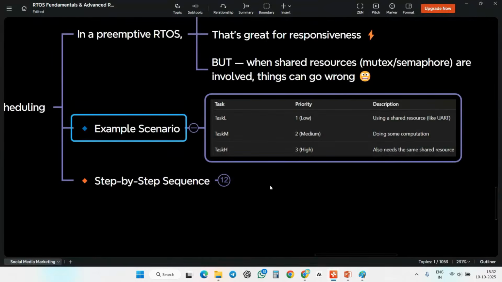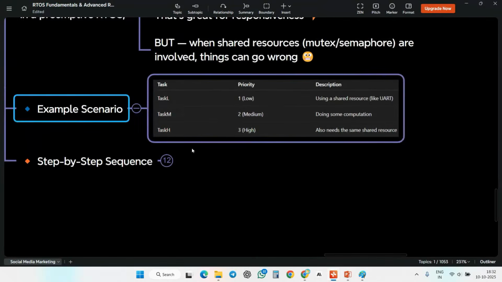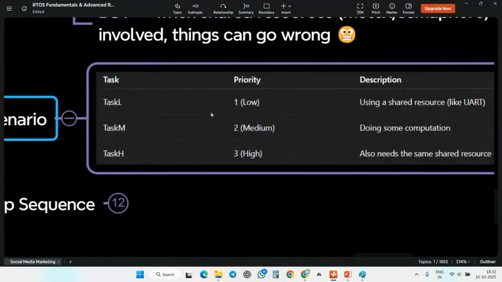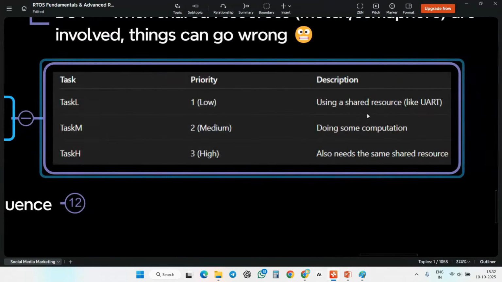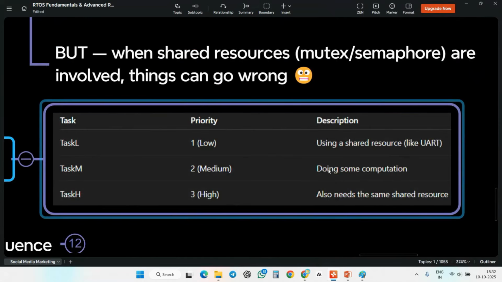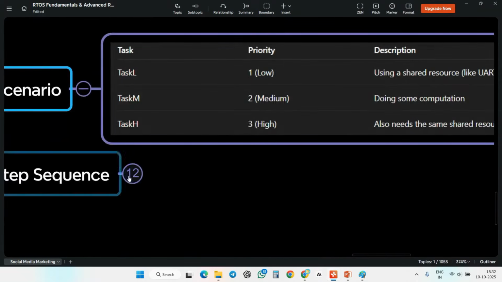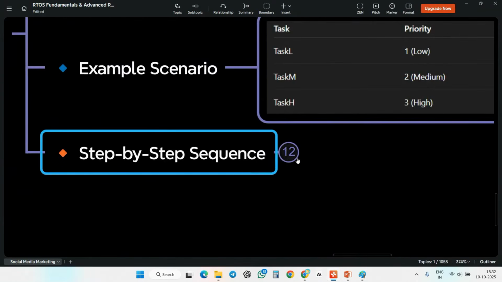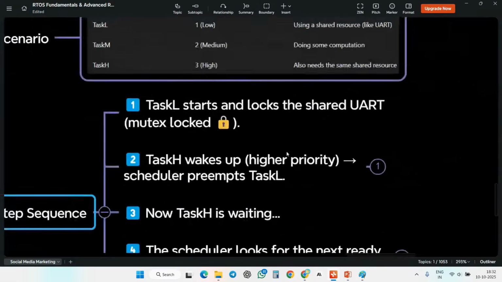So the scenario here, you just see the scenario. The task, this is called a low task, using a shared resource. It is a scenario just happening like that, and then a medium task here, and doing the next one, and a higher priority task also needs this resource. We will go with the step-by-step sequence. With an example, you will clearly understand this concept.